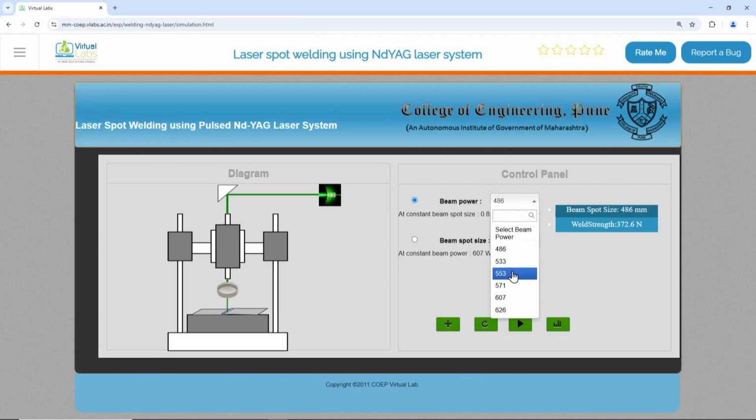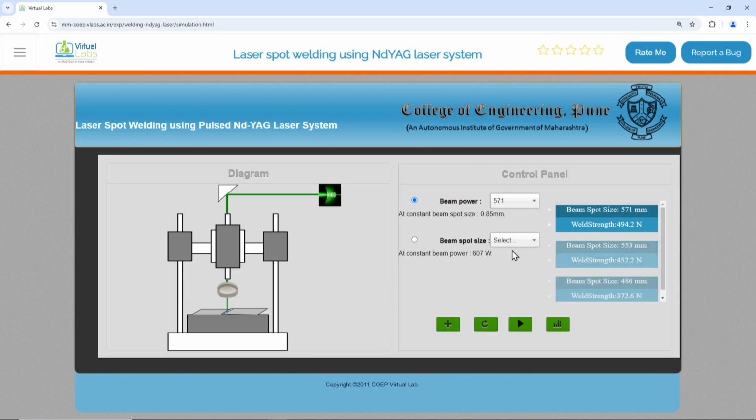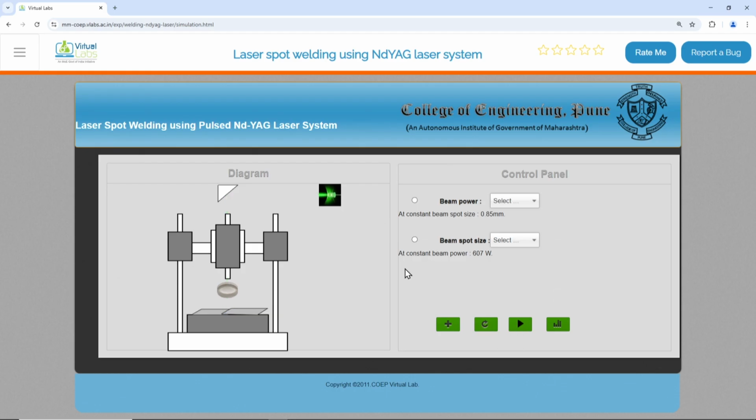Let me now say a beam power of 553 in this experiment. The output parameters here are the spot size 553 millimeter and weld strength of 152.2 newtons. In the next experiment where beam power is 553, we have a spot size of 486 millimeter and weld strength of 372.6 newtons. Another parameter I will pick and add. The plot is generally made here when we add at least 5 readings. So once 5 readings are obtained, you can plot it. Let me also refresh and see spot size now: a spot size of 0.68, then a spot size of 0.73, I will add.